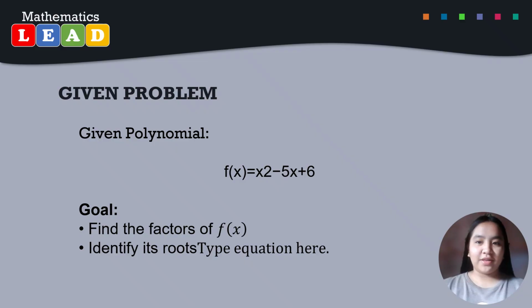Let's start with our given polynomial f of x is equal to x squared minus 5x plus 6. Our goal is to factorize this polynomial completely and identify its roots.